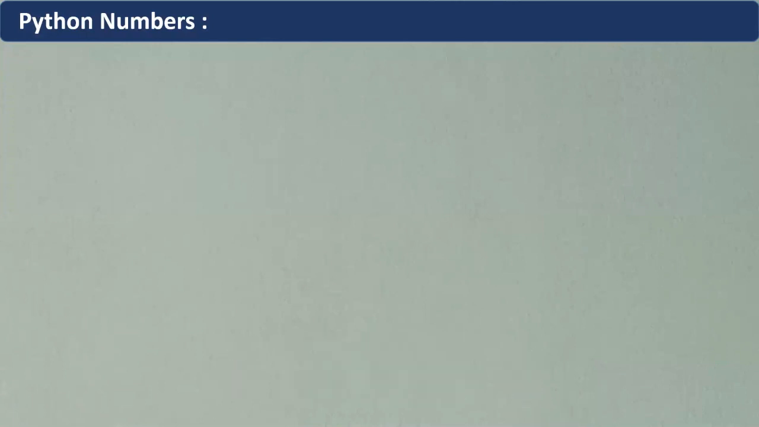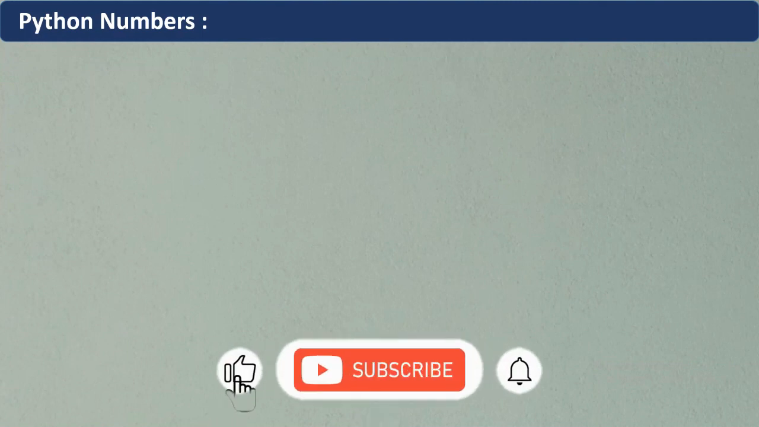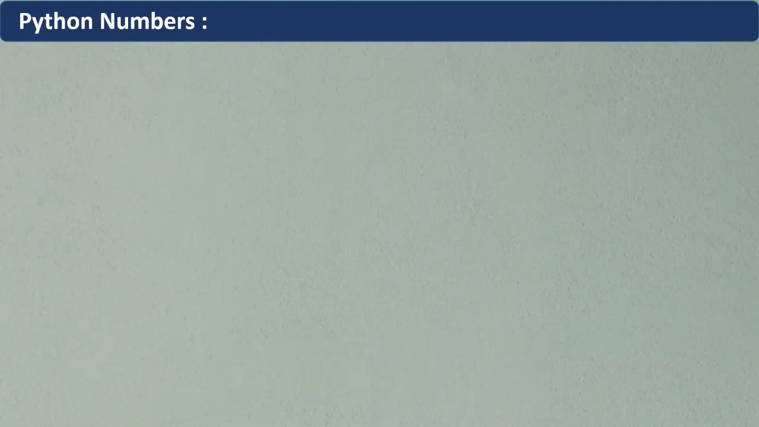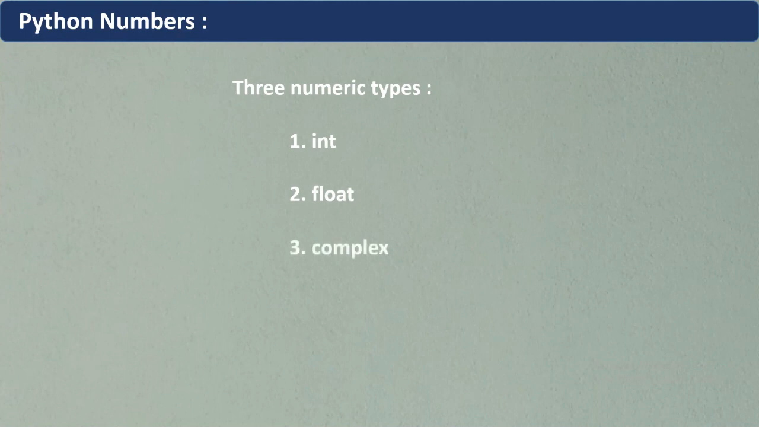So now let us see the next data type, that is Python numbers. As we have already seen in built-in data types, we have three major numeric types. Those are, first one is integer, then next one is float, and then next one is complex. So these are the three major numeric data types we are going to see. Let us see these three things.